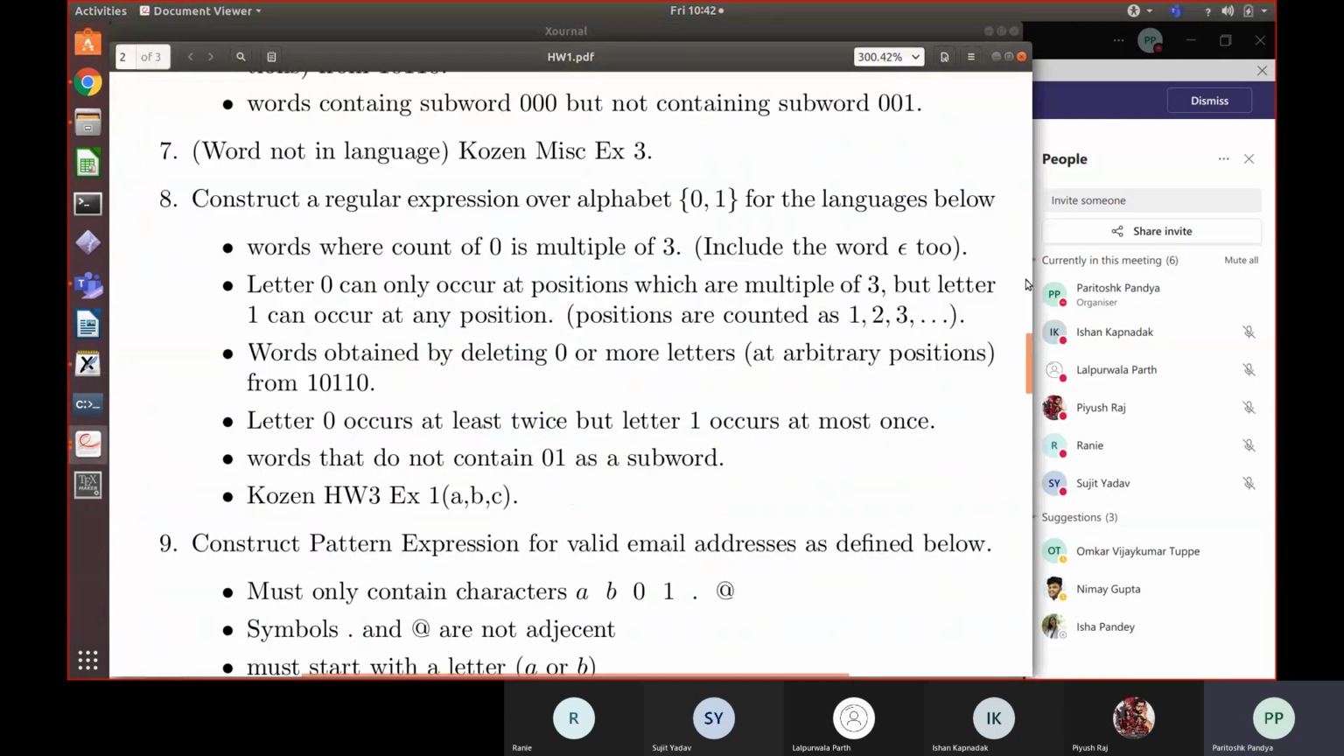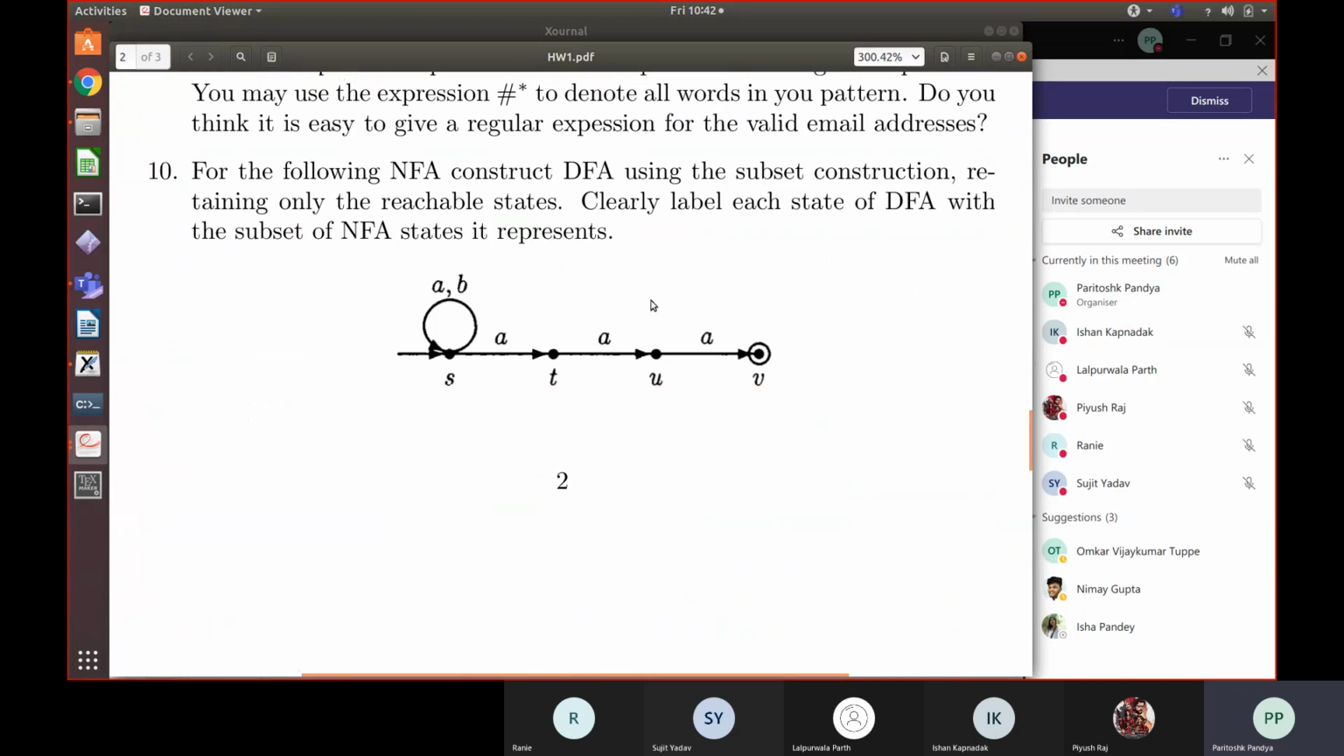This was good. Let me go to exercise 10 and 12. You are given an NFA like this. What is the size of this NFA, Rani? Sir, there are 4 states. Yes. So the size of the NFA is the number of states, so its size is also 4. Now what you are asked to do is to convert this into a DFA.